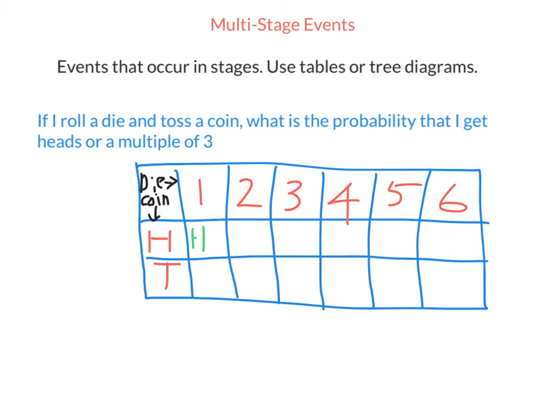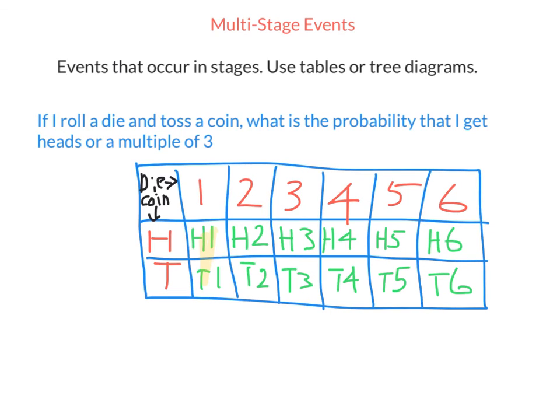So I could get heads on the coin and a 1 on the die, heads and a 2, heads and a 3, and so on. I'll list all these outcomes. So here, these 12 things are my 12 possible outcomes. When you roll a die and toss a coin, there are 12 possible outcomes. So that makes our calculation easier.